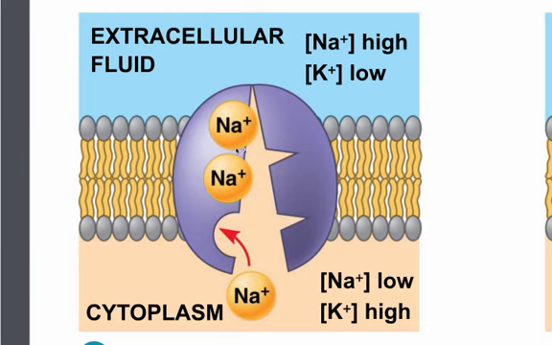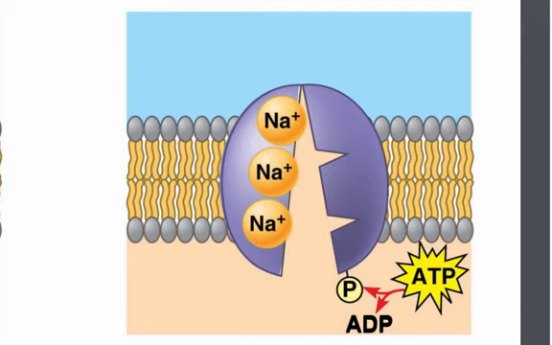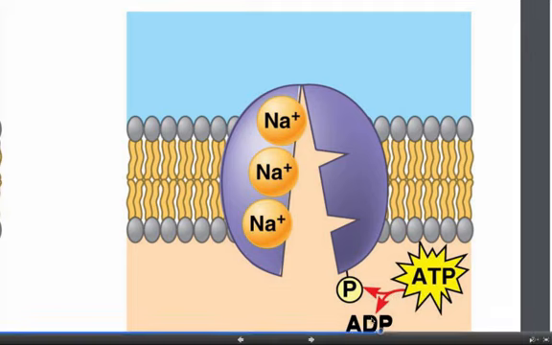It picks up 3 sodium molecules. Now that it has 3 sodium molecules, it needs to get some energy to move those sodium molecules against their concentration gradient. So that energy is going to come from ATP. The ATP is going to be broken down into ADP and the phosphate.